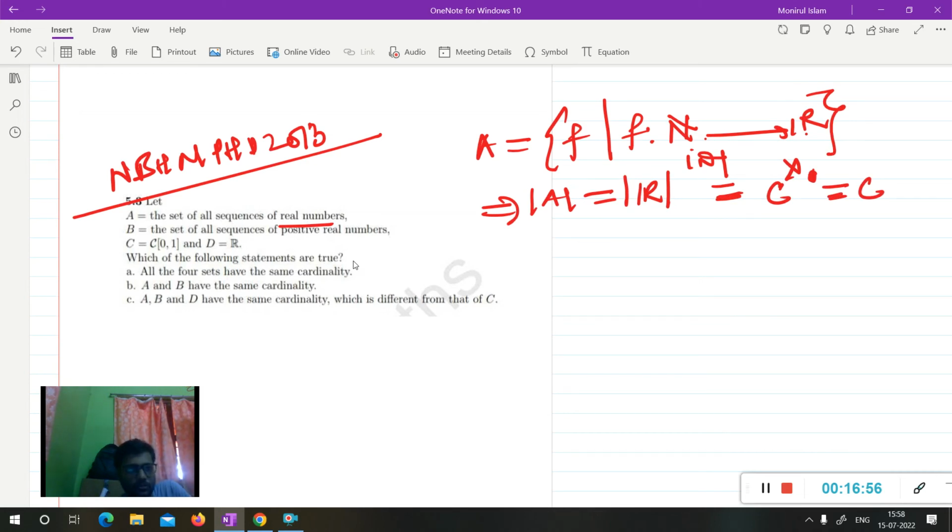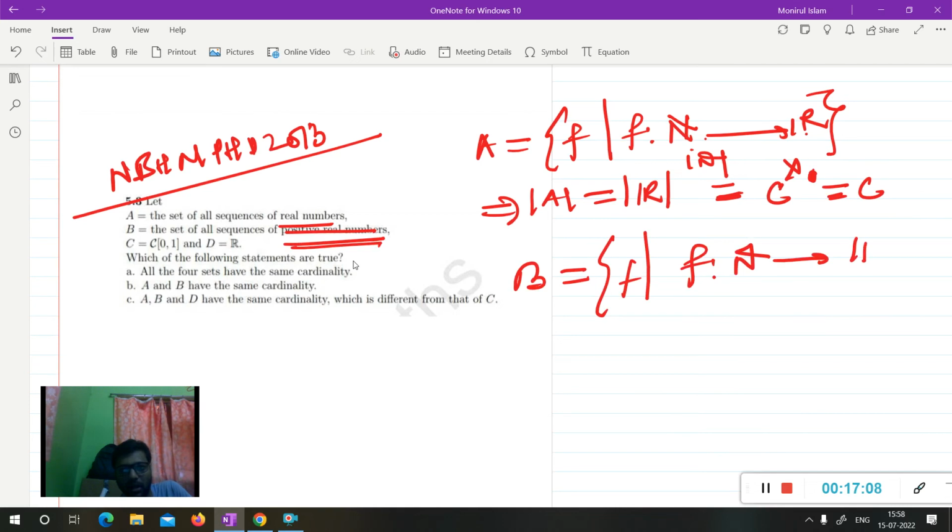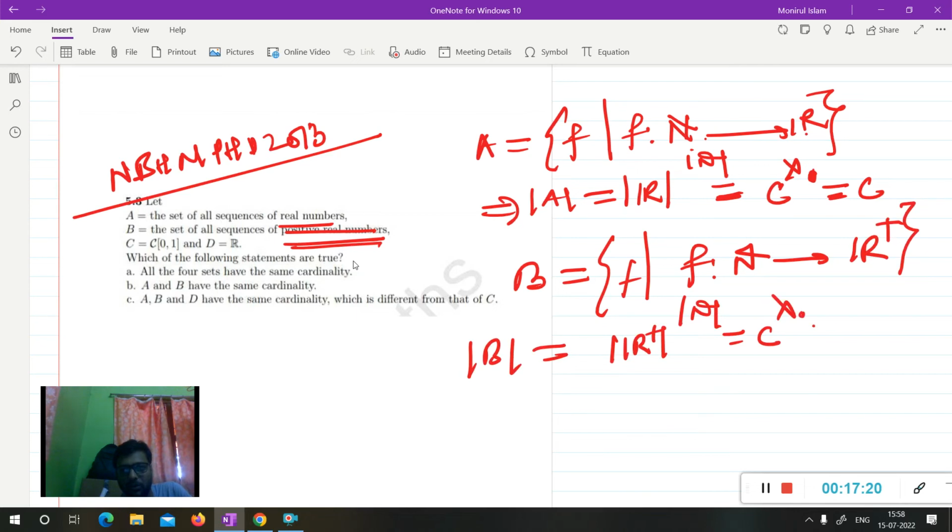Now B is the set of all sequences of positive real numbers. So B is a mapping from the natural numbers to the positive real numbers, so its codomain will be R plus. Now find the cardinality. The cardinality of B will be the cardinality of R plus raised to the cardinality of the natural numbers. The cardinality of R plus will be continuum, and C power alpha naught will again be C. So it is also continuum, meaning uncountable. So A is uncountable, B is uncountable.